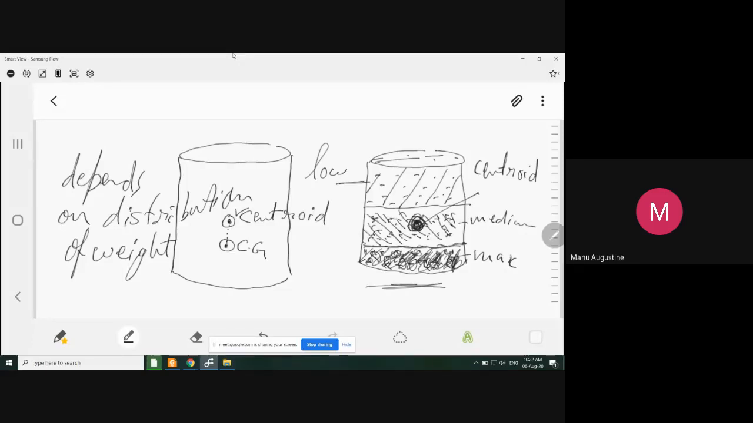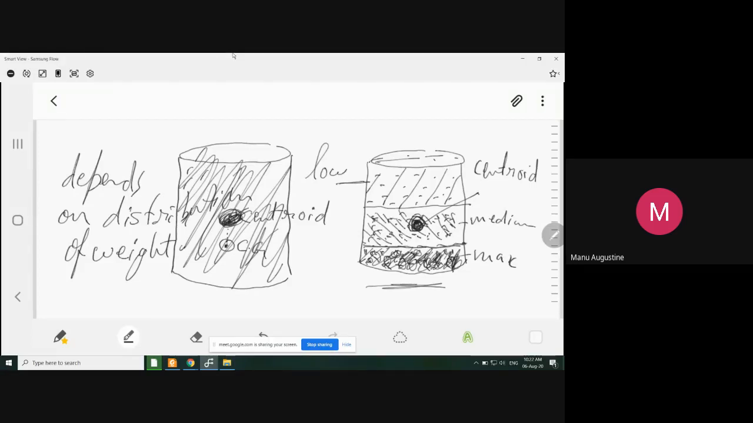How do you make the center of gravity and centroid the same for an object? In order to do that, you have to distribute the weight of the body uniformly at all points of the body. If the weight is uniformly distributed inside the body, in that case, the center of gravity and centroid will come at the same point.